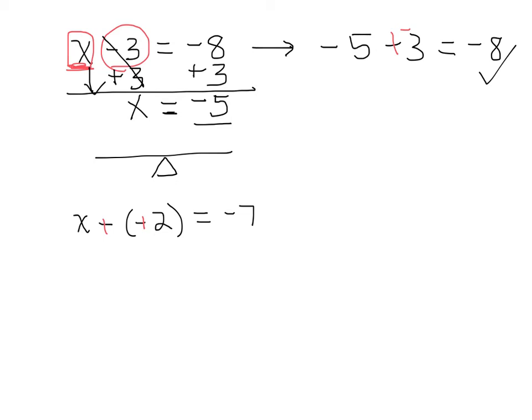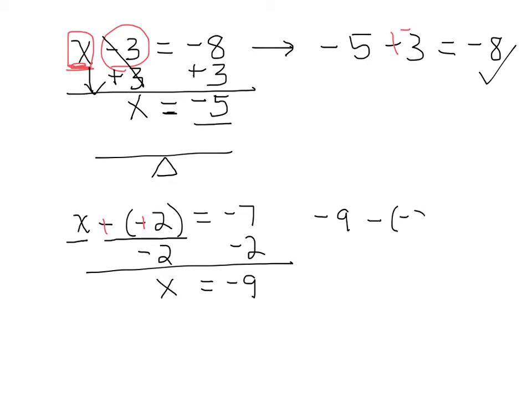So I need to isolate my variable. Here's the variable. Here's what's on that same side of the variable. And the way I get rid of that is to subtract 2. If I do it to one side, I do it to the other. I draw my line, and I have x is equal to negative 9. And that is true, because negative 9 minus negative 2 is negative 7. So one of the things you'll find in this class is that I'm very particular that you show the work exactly the way that I am showing you.